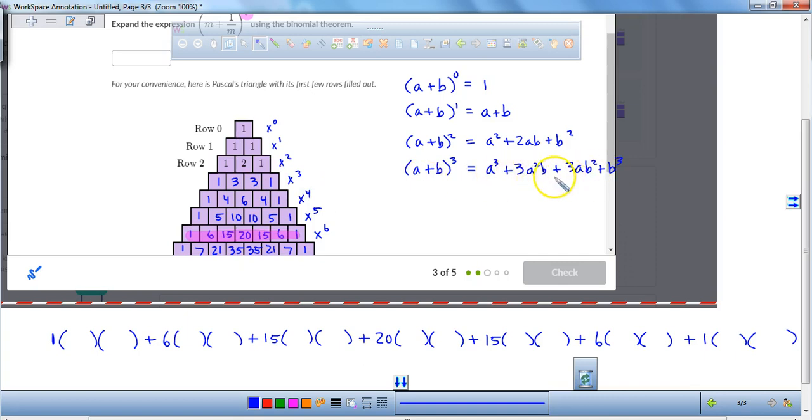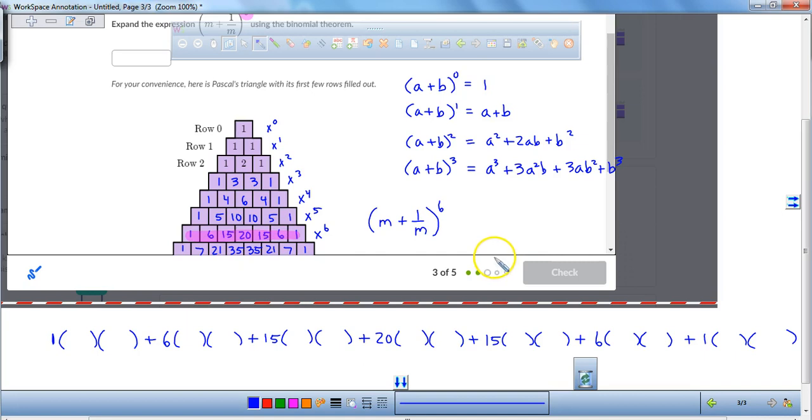So right now, we are all the way down to row 6. That's why I start out with a 1, a 6, a 15, a 20, a 15, a 6, and a 1. Now, ours is a little bit different. It's not using A and B. It's using m and 1 over m to the power of 6.